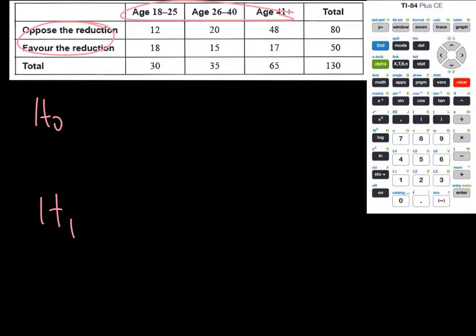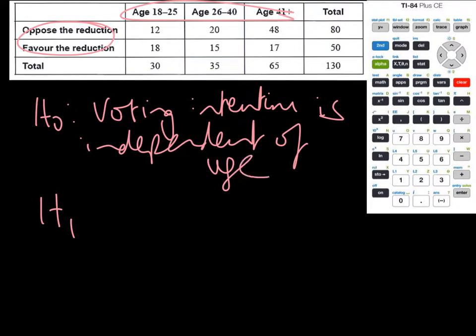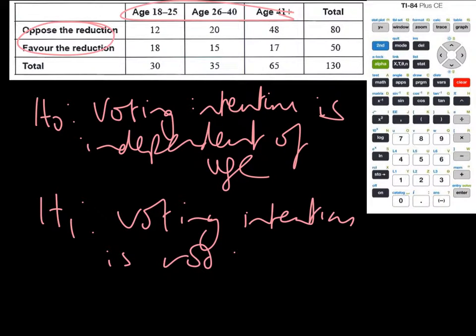The null hypothesis will be something like voting intention is independent of age. So whether or not they oppose the reduction or favour the reduction is independent of age. And essentially the alternative hypothesis will be voting intention is not independent of age. So words to that effect.